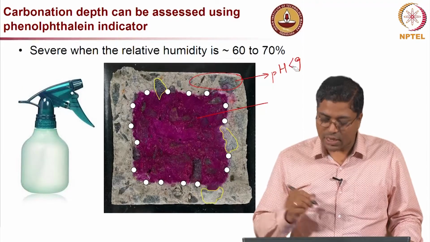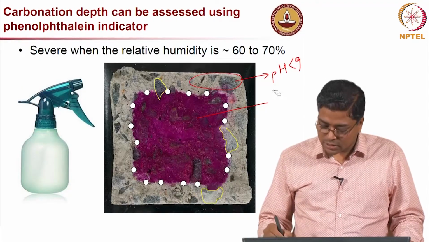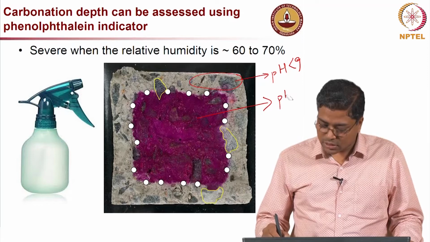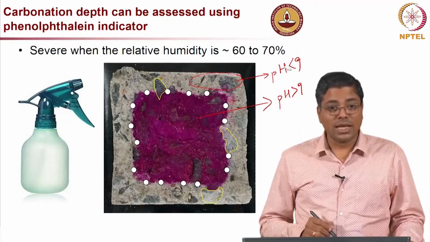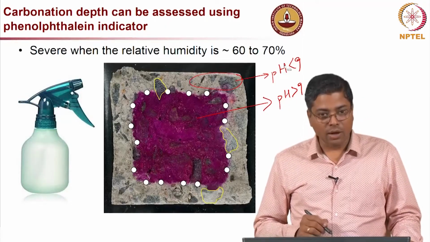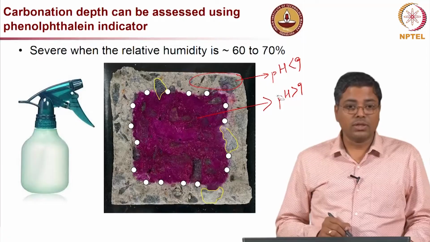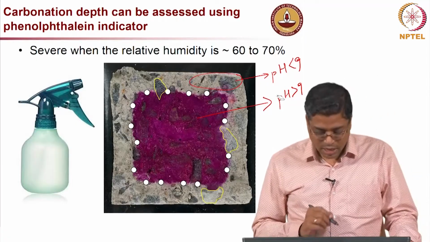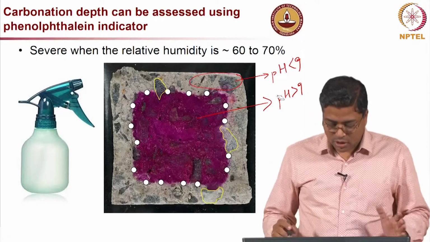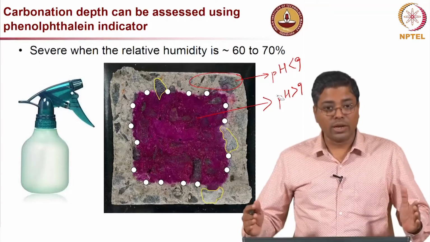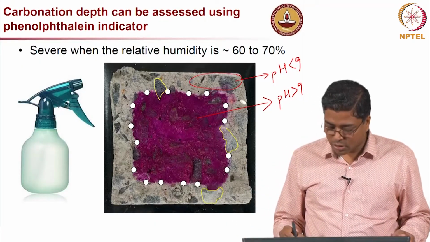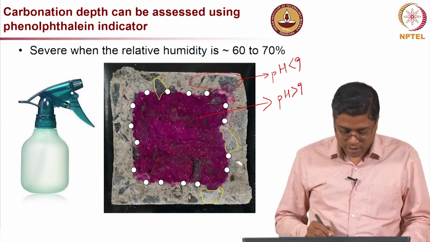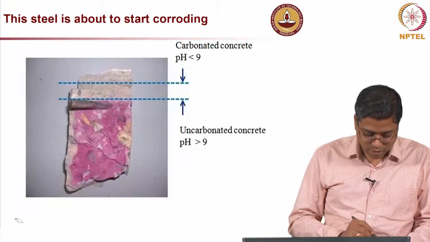whereas in this region the pH is greater than 9. That means the region with pH less than 9 is highly carbonated, and the region with pH greater than 9 is uncarbonated. Of course, you can also think of CO2 penetrating from outside to inside, so the outer or peripheral region will be carbonated before the interior.